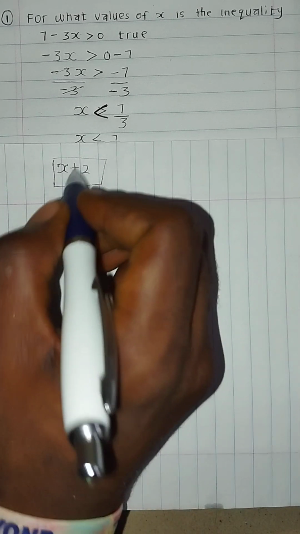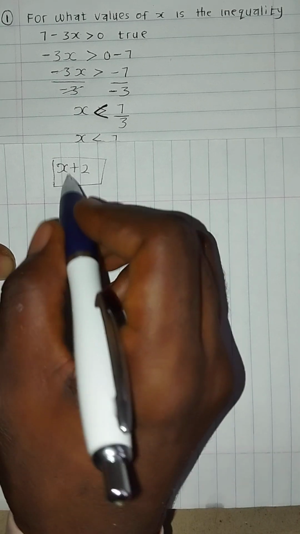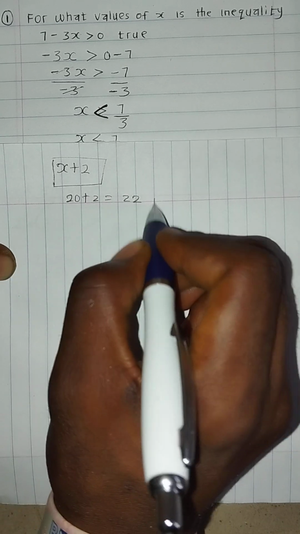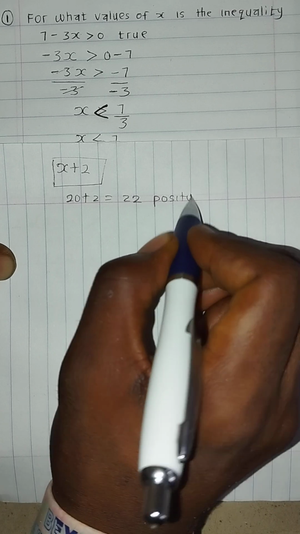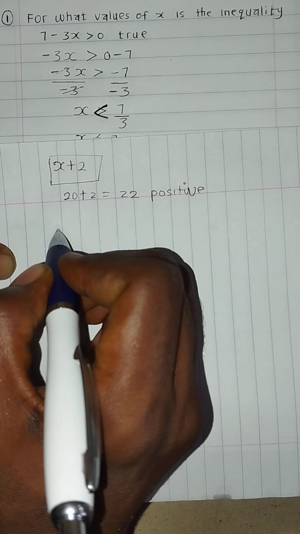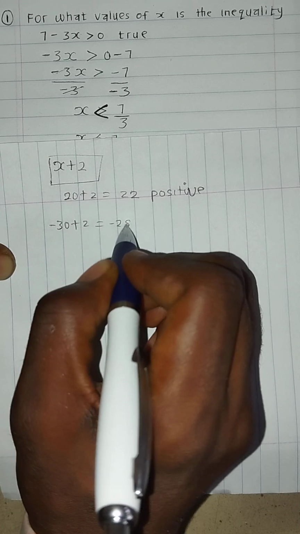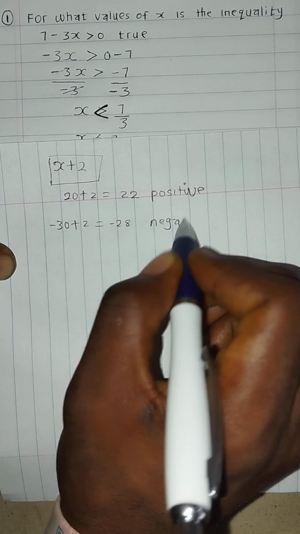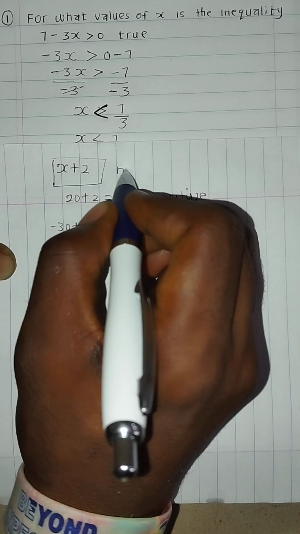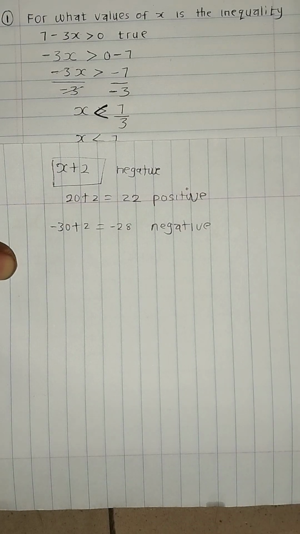Pick any positive number, put it here. Let's try 20. If x is 20, 20 plus 2 is what? 22. Yes, 22 is positive. Okay, pick any negative number and put it here. Let's pick minus 30. Minus 30 plus 2 is what? Minus 28. That's negative. The moment you get a negative answer, that simply means x plus 2 is negative. Do you understand? It's negative.